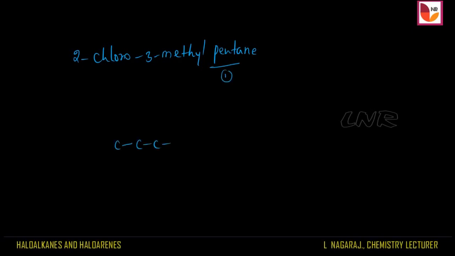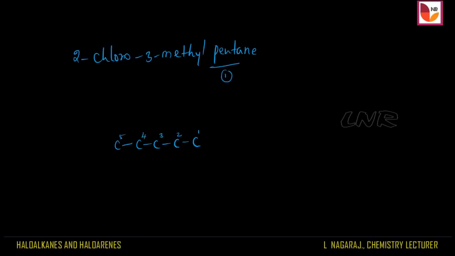Next, let us take the molecule 2-chloro-3-methyl pentane. Let us see how to write the structure of the molecule. First select the root word, that is pent. Pent contains 5 carbon atoms. So first write the parent chain. It contains 5 carbon atoms: 1, 2, 3, 4, and 5.